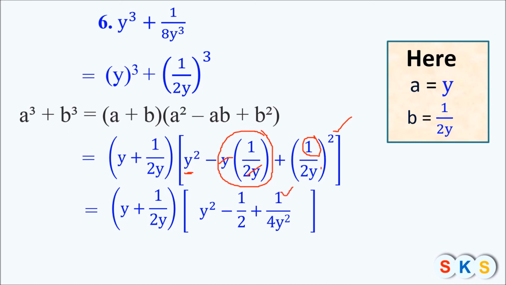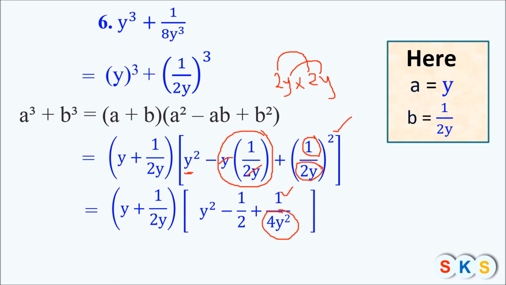And 2y the whole square. 2y the whole square means, you can see on the screen, 2y into 2y. Right? 2y the whole square means 2y into 2y. So 2 into 2 is 4, and y into y is y square. So the square of 2y is 4y square.